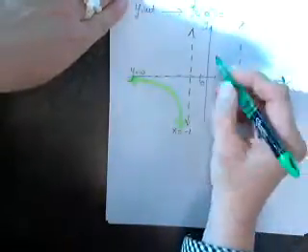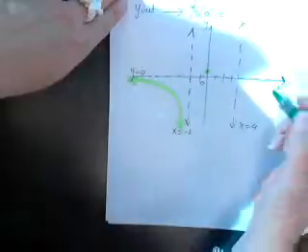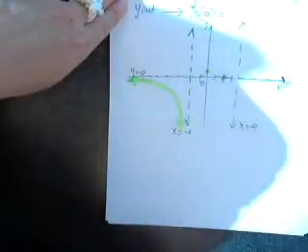In the middle, I have (0, 1/4). I'm going to say this point. I have (2, 0). I'm going to say this point.